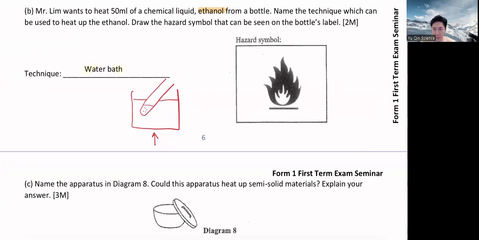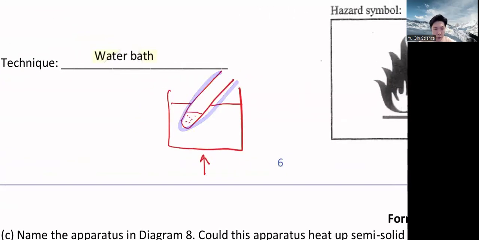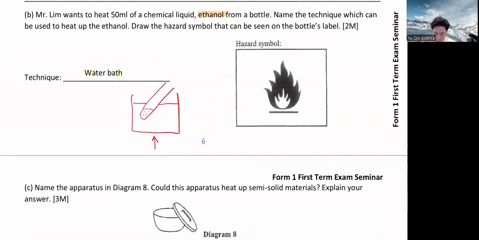You're good? Drawing done? Next page. What does water bath mean? I thought I just mentioned. Water bath is like that. You heat the ethanol in the water. This is called water bath. So cannot direct fire. If my drawing is too ugly, will it be wrong? As long as it looks like fire. I can't end up with you drawing something else, right? Or you draw like a fish. So it must look like a fire.